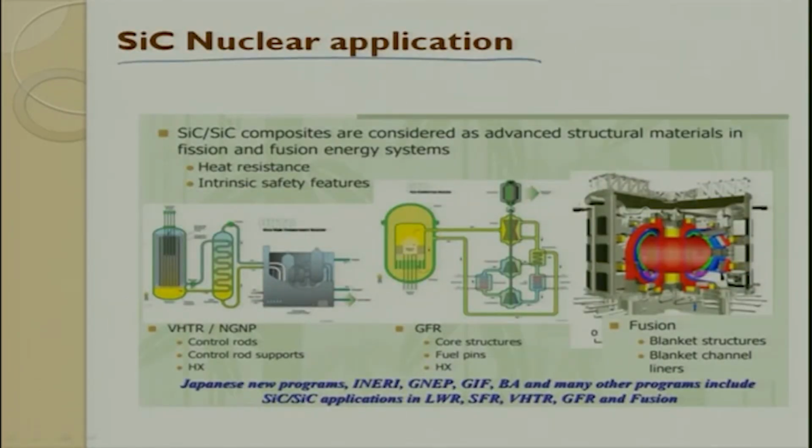SiC nuclear application is the other thing. Today we talk about SiC, silicon carbide reinforced composites, which are used as advanced structural materials in fusion and fission energy systems, wherein heat resistance and integrated safety are also there. So, this is now thought of. SiC in nuclear application is the next place where ceramic matrix composites are talked up in a very big way. When you talk about fusion, the temperatures are very high. So, the blanket structure, the blanket channel liners are made out of ceramic matrix composites.